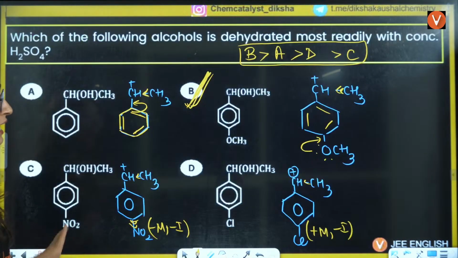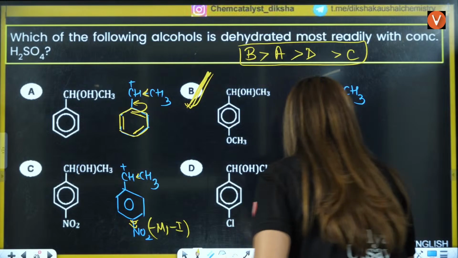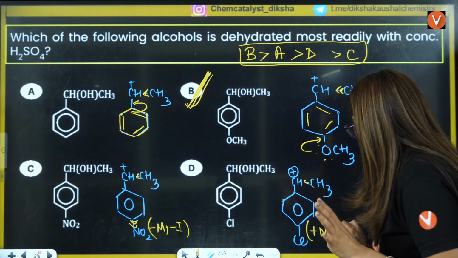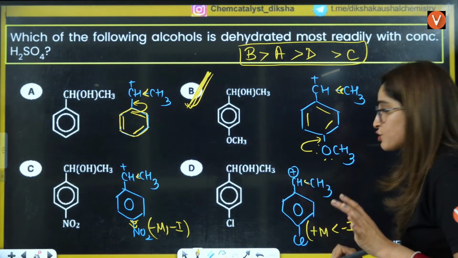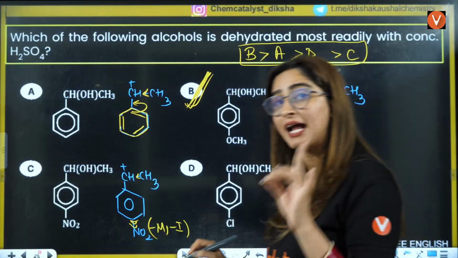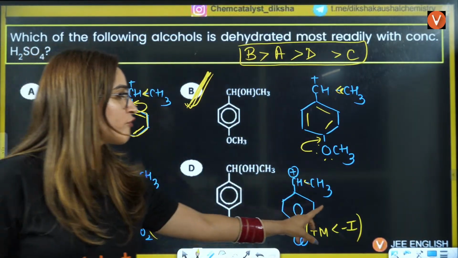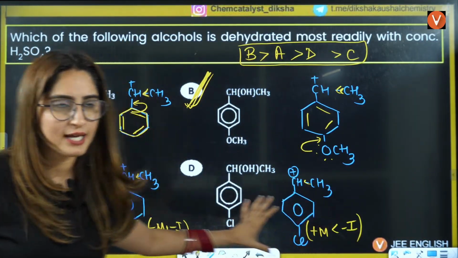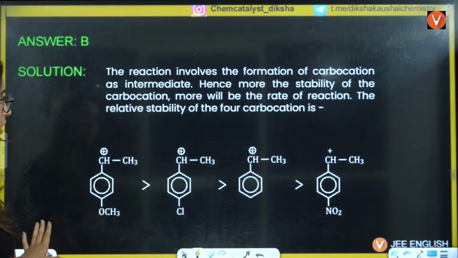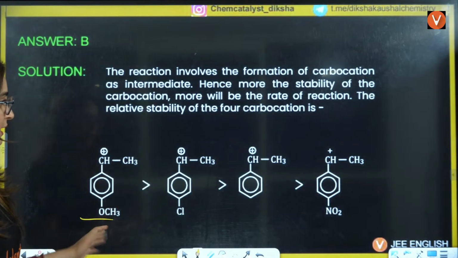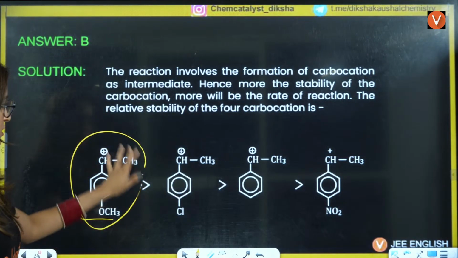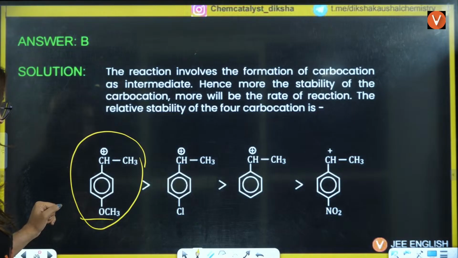Remember that in halogens, the mesomeric effect is usually more dominating, but only in the case of halogens, the inductive effect is more dominating. That is why this is a case of deactivation of the ring, right? So that is going to be the correct answer, right?